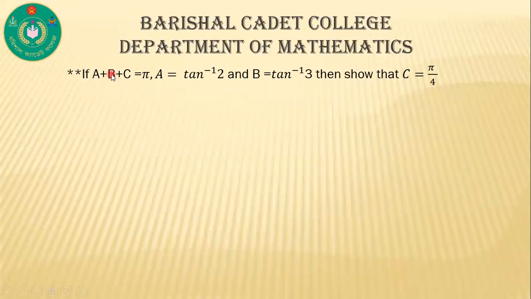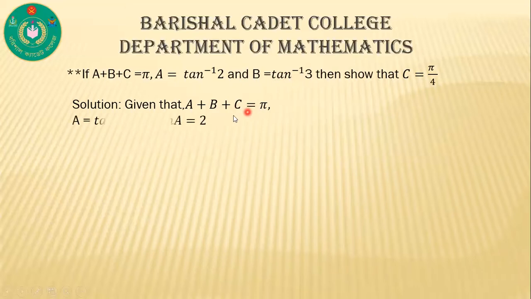Now another question. If a plus b plus c is equal to pi and a equal to tan inverse 2 and b equal to tan inverse 3, then show that c equal to pi by 4. Solution: given that a plus b plus c equal to pi and a equal to tan inverse 2. Then we can write tan a is equal to 2 and b equal to tan inverse 3. Then we can write tan b is equal to 3.